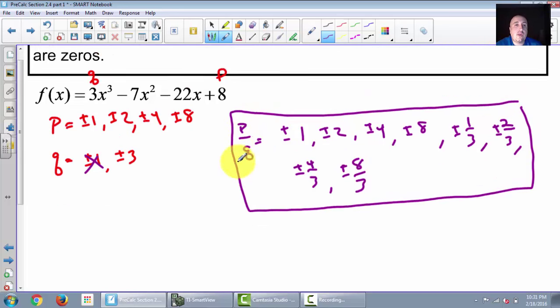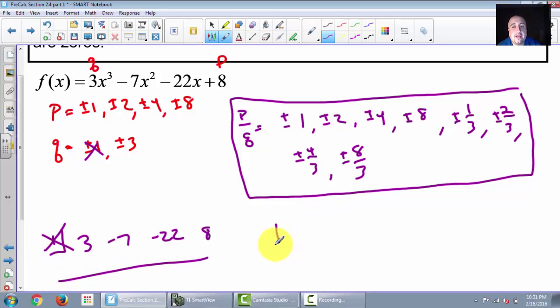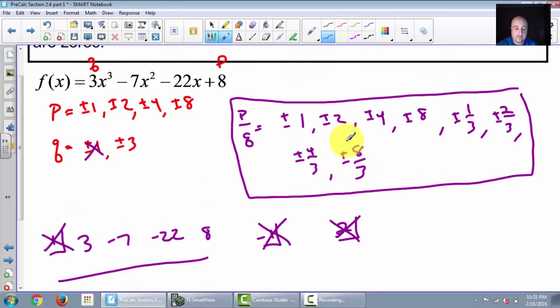So how do I start the problem now to determine which ones are zeros? This is a long process, so I'm not going to give you a ton of these, but you need to start with 1. Do your coefficients, so 3, -7, -22, 8. I'm going to tell you right now that 1 does not work. I'm going to tell you right now that -1 doesn't work. I'm going to tell you right now that 2 doesn't work. So let's try -2.